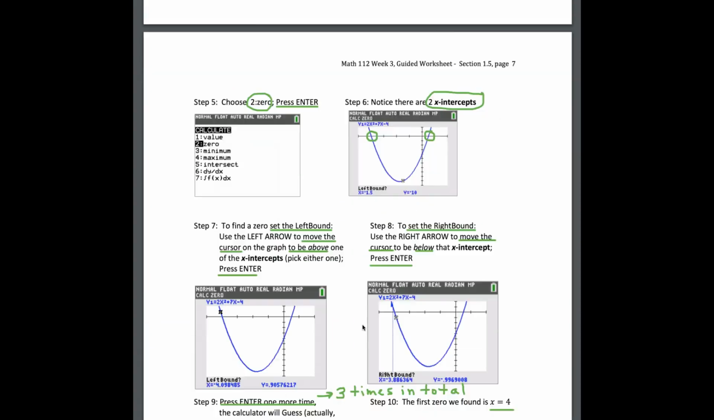What you would like to do is choose 2, zero, because we're trying to find the zeros. We've already noticed that there are 2 x-intercepts, and now your calculator is going to prompt you. It's going to ask what you would like the left bound to be for your first x-intercept. You notice there are 2 of them, so we have a choice. I'm going to work on finding this x-intercept first.